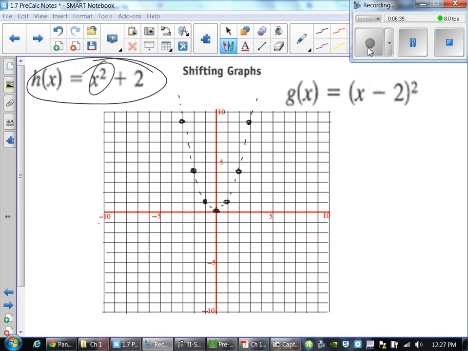Great. So this one tells you that your vertex has just moved up 2 spots. Your h value is still 0. The k value is 2. It still has the same exact opening pattern to it. It's just a matter of taking each and every one of your points of your original function and moving it up 2. And that's all it does. It just moves it up.